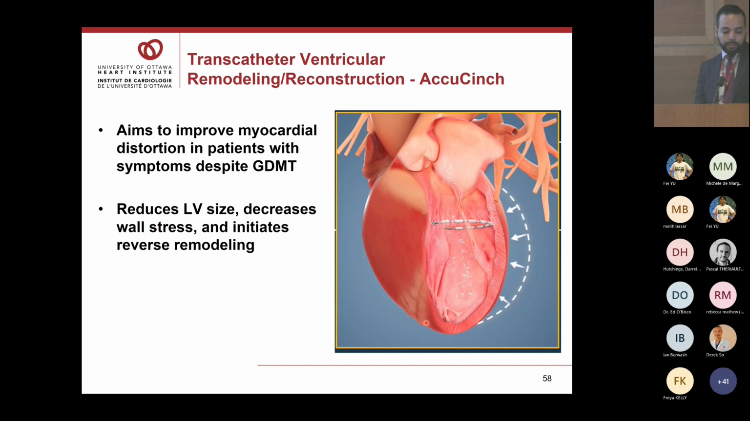One other remodeling reconstruction technique with more data is the AcuCinch technique, which is actually very similar, aside from that this device has anchors, so it actually anchors to the ventricular wall. Same reported benefits: you decrease LV size, you decrease wall stress, and you initiate reverse remodeling.